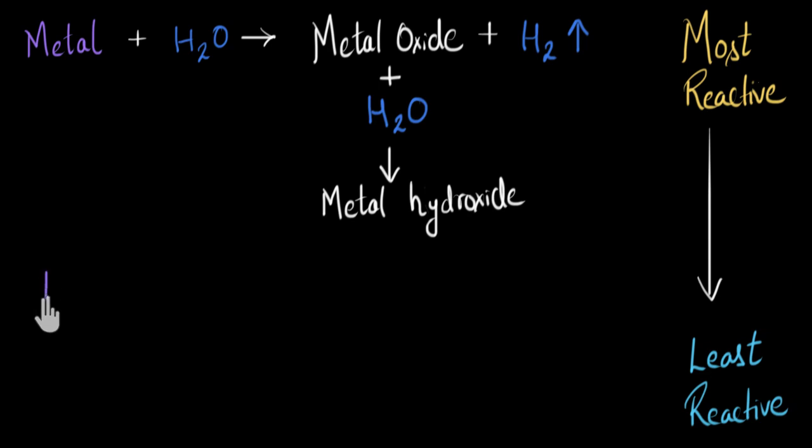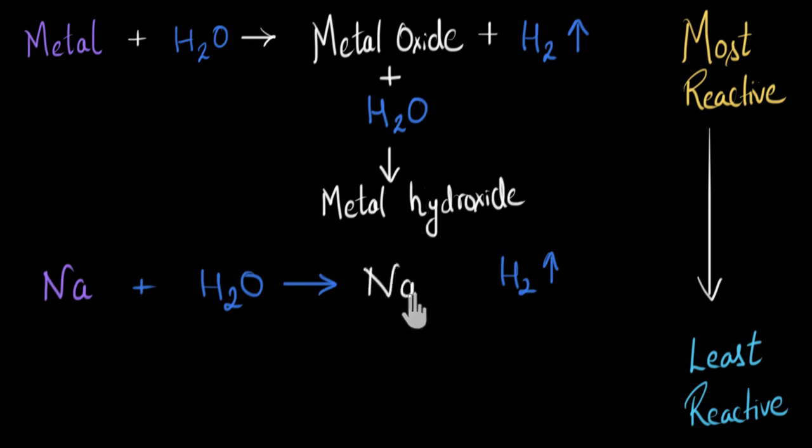First, let's react sodium with water. Sodium will displace hydrogen. That means hydrogen gas will definitely be given out. And then sodium will react with oxygen to form sodium oxide, Na2O. Now sodium oxide is very much soluble in water, so this will react with water to form sodium hydroxide. So these will be our products. Along with this, in the reaction, you will also get a lot of heat energy being given out.